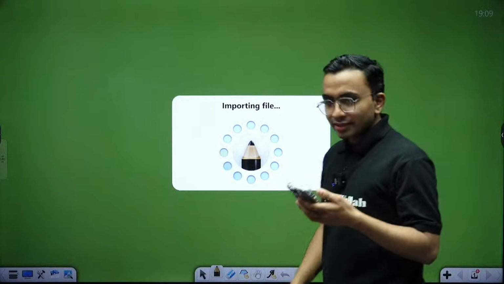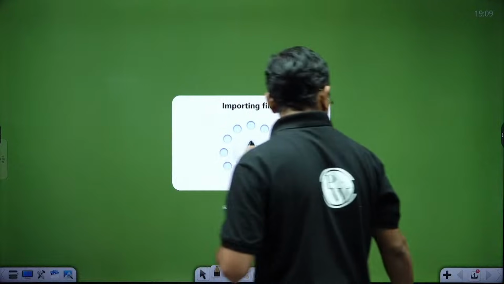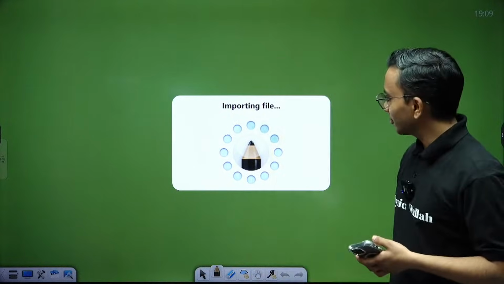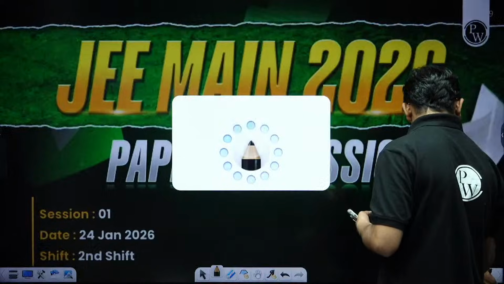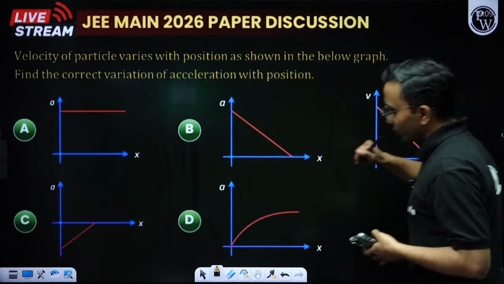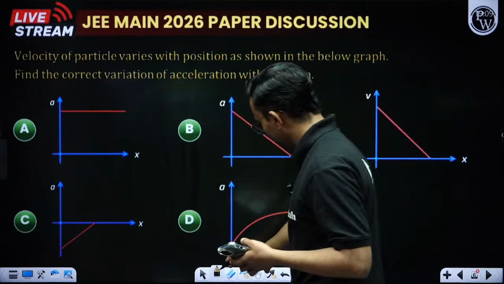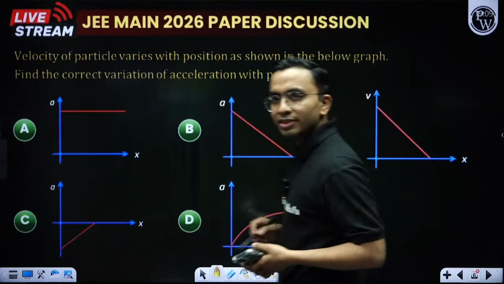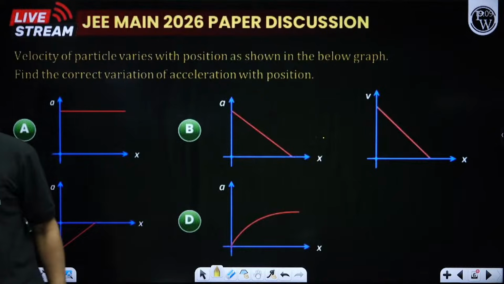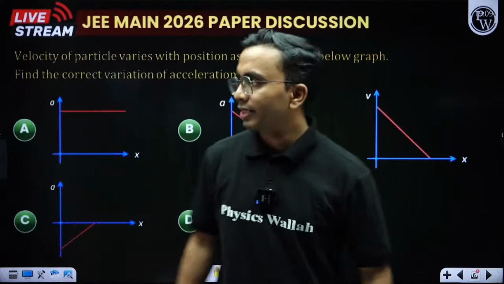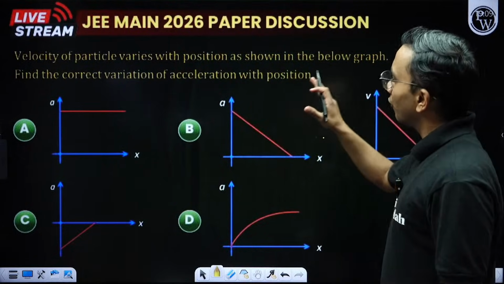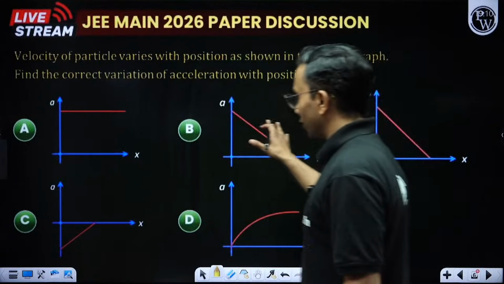So we are back with a few more questions on physics. Let us see what all questions are there. So just a minute, it's loading. Oh, we are there. So yeah, a simple question on motion on a straight line. Simple question. I think this question is there previously also. I think in mains it was asked. If I remember, this is repeated, I think. Let us read. Velocity of a particle varies with position as shown in the graph. Find the correct variation of acceleration with position.